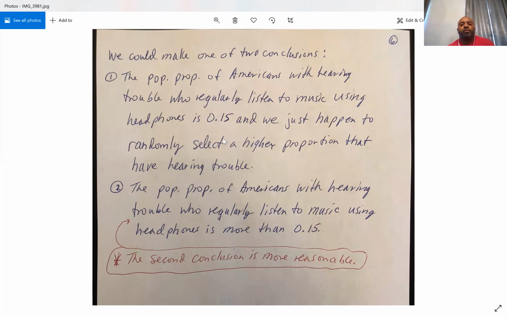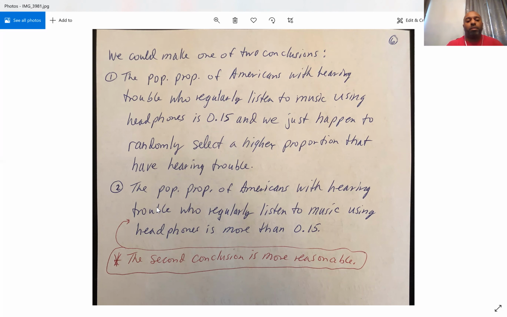So looking at our last problem, we were talking about how unusual it is and what you could conclude. It says we could make one of two conclusions. The population proportion of Americans with hearing trouble who regularly listen to music using headphones is 0.15, and we just happened to randomly select a higher proportion that have hearing trouble. In other words, we're talking about how unusual it is to have that many people with hearing trouble. So it's saying that maybe it's just that the people we chose had hearing trouble.